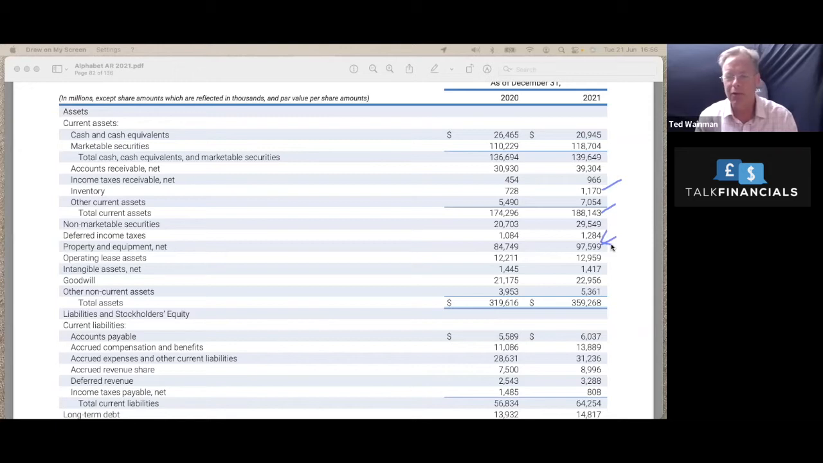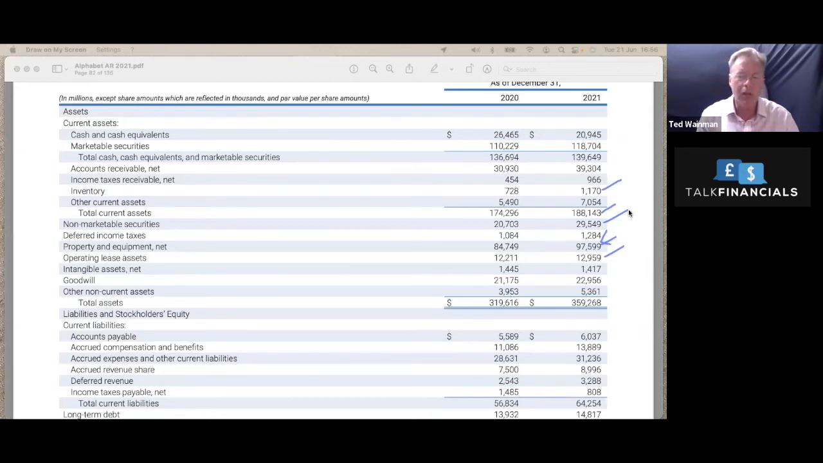They probably don't rent their offices, they just buy them, because they can afford it, because they've got tons of cash. And they've got some assets which they have under operating leases, and these are investments. These non-marketable securities will be investments in unlisted companies.